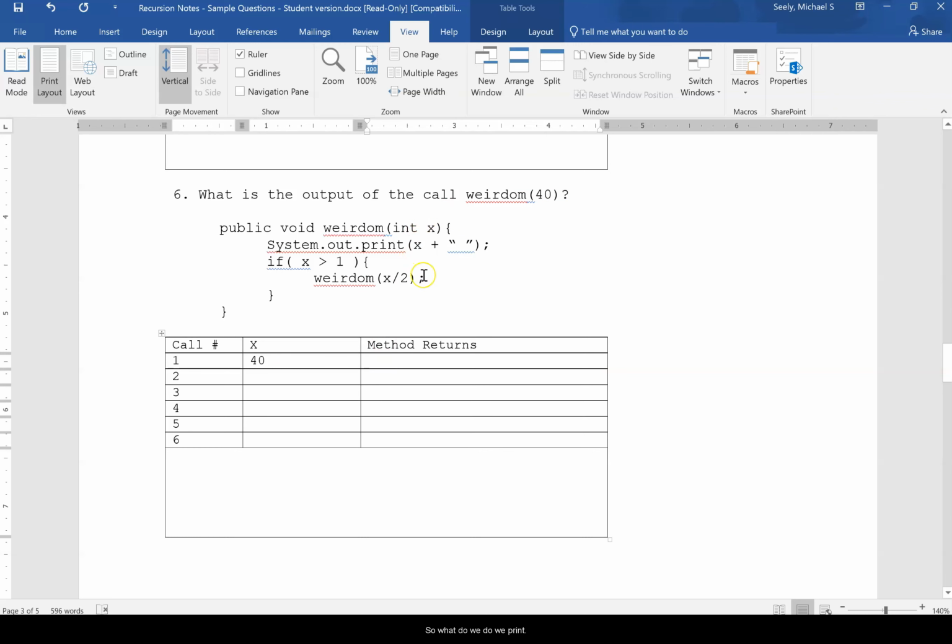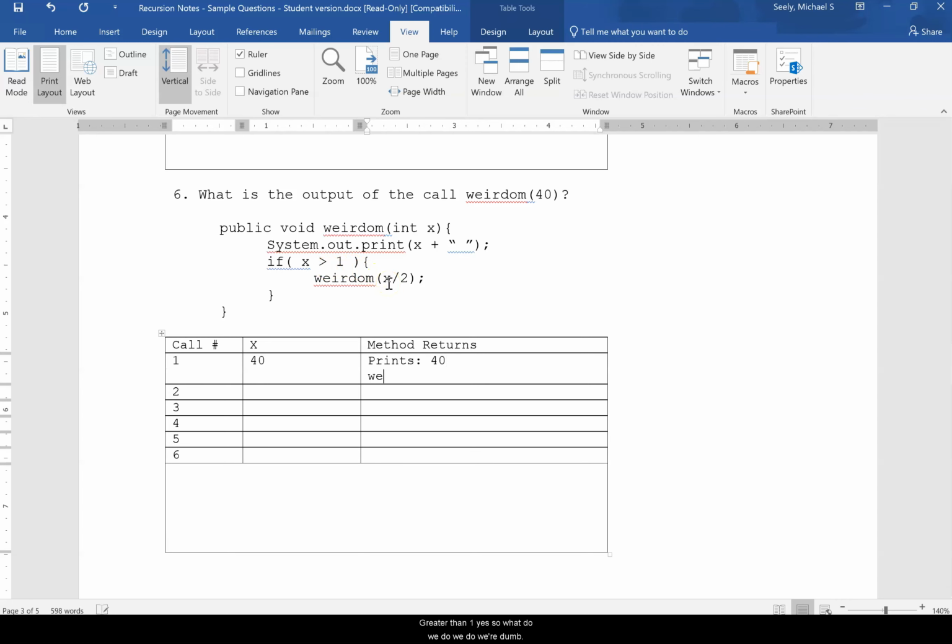So what do we do? We print s.o.p. And I'm just going to say it prints 40. It prints 40 first. Then it checks to see, is 40 greater than 1? Yes. So what do we do? We do weirdo 40 divided by 2. So then we get x is 20.